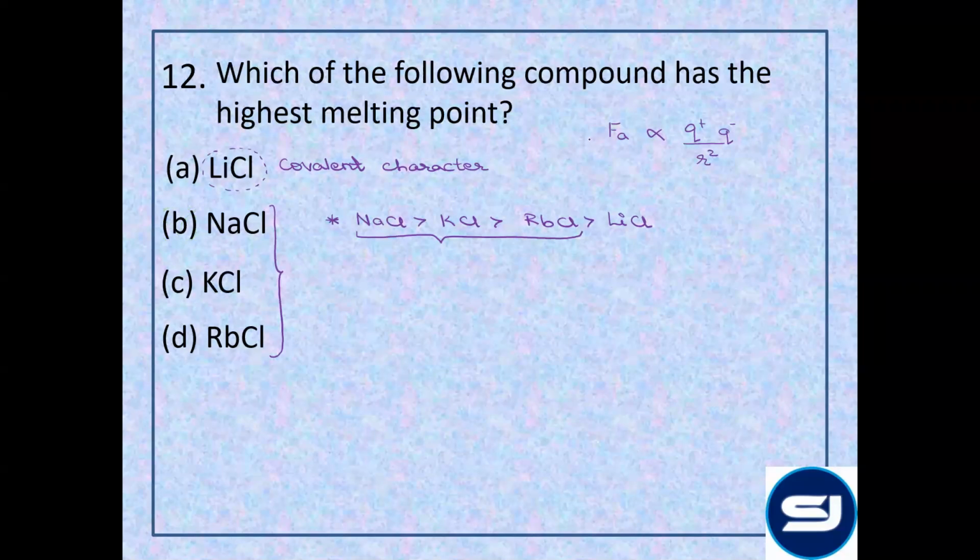It is in fact decided by Coulomb's law, which states that the force of attraction is dependent on the product of the charges and inversely proportional to the square of the distance between them. इसको बोलते हैं inter-ionic distance, and that's why NaCl का melting point highest होता है, followed by KCl, RbCl. In fact, theoretically LiCl का ज्यादा होना चाहिए, but because of the covalent character, LiCl is placed at the last, and this order is very, very important.